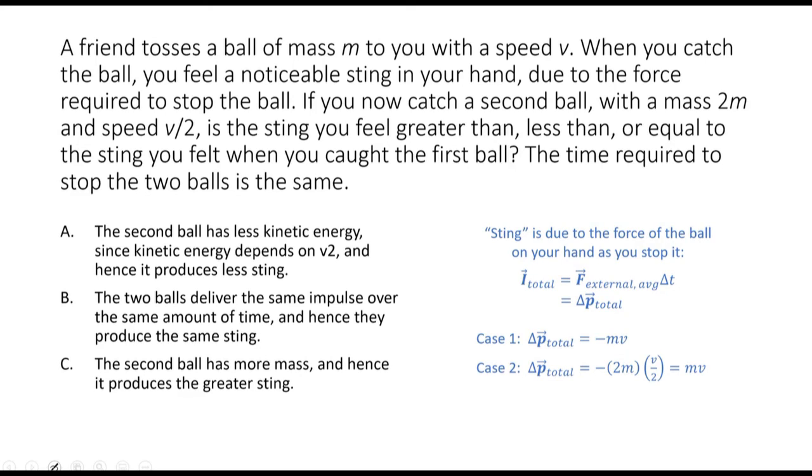And so the greater the force, the greater the sting you're going to feel. And so we really want to think then about change in momentum and how that's related to force times change in time. So in case 1, the change in momentum is just going to be minus m times v, whereas in the second case, we get minus 2m times v divided by 2. So those 2's cancel, and we again get change in momentum of m times v. And so in either case, it's the same change in momentum. You get the same impulse, so then we get the same sting on your hand.